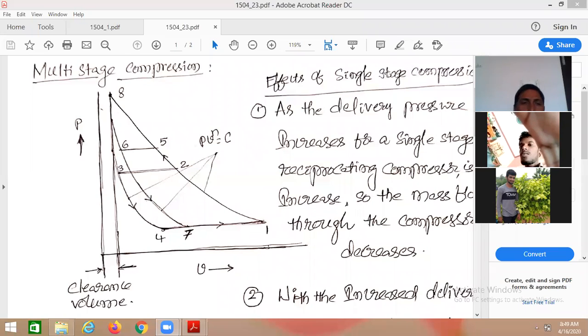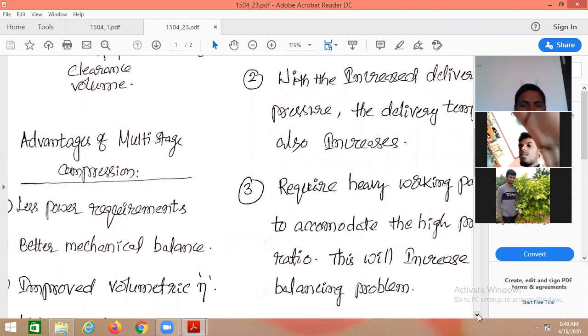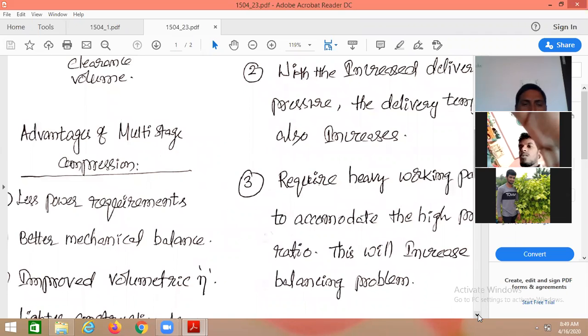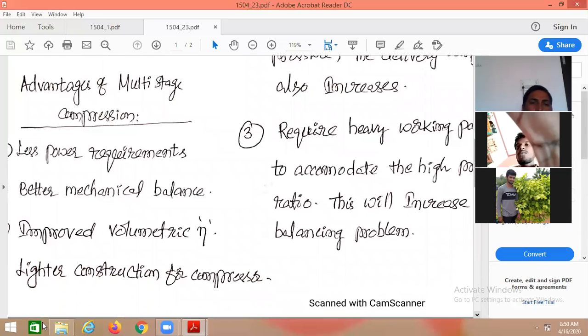I have mentioned the advantages here as well. I will share this material with you again, and you can go through the same material. You need not write any notes; you can just go through it after listening here. Moreover, compressing the air at a stretch to very large values means more work will be consumed by the compressor. So when you go for multi-stage compression, less power is consumed by the compressor.